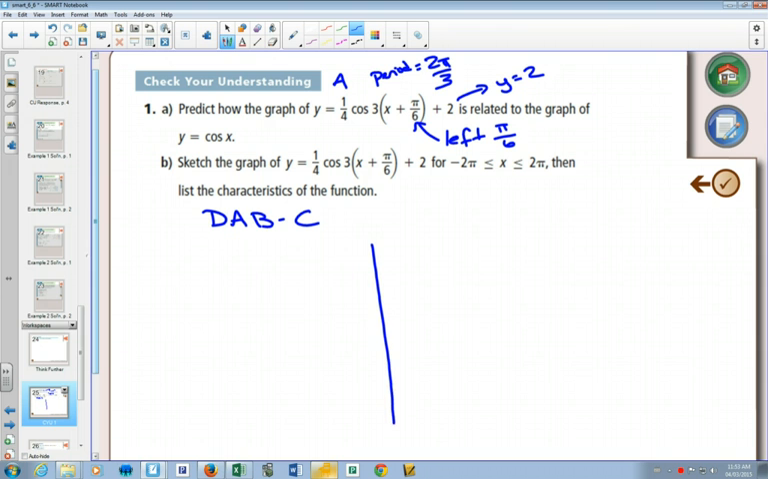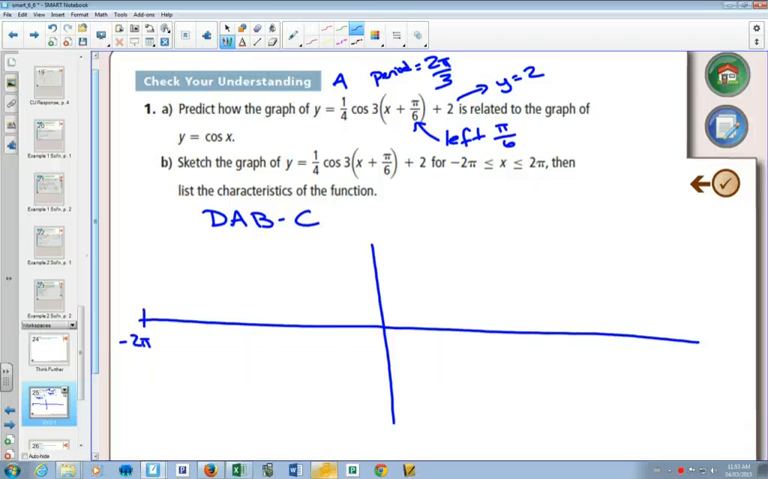Now, because this one does want me to graph between negative 2 pi and 2 pi, what I'm going to do is draw out and label negative 2 pi here and 2 pi here. And now we're going to start with DABC. First of all, the D value is our sinusoidal axis. So we're going to go up 2, and with a red dotted line, label that center line at y equals 2. We are now done D.